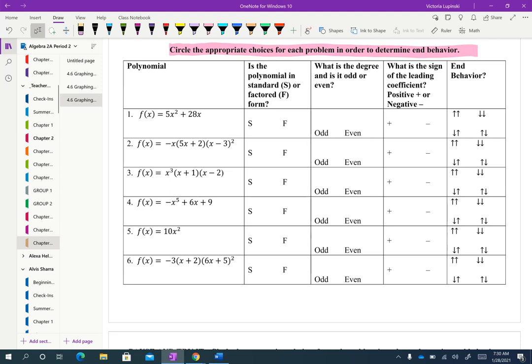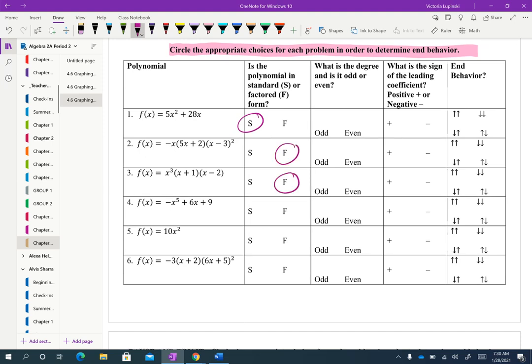Is the degree odd or even? What's the sign of the leading coefficient? And then we're ultimately going to determine the end behavior. So in number 1, because it's multiplied all the way out, that is standard form. In number 2, because you have all of those parentheses, factored form.